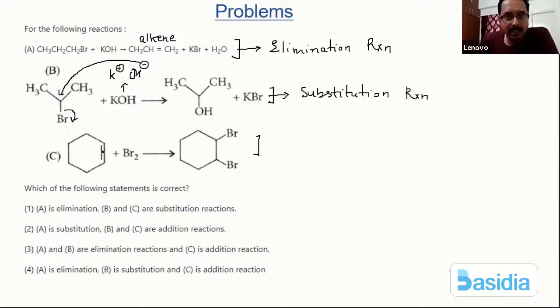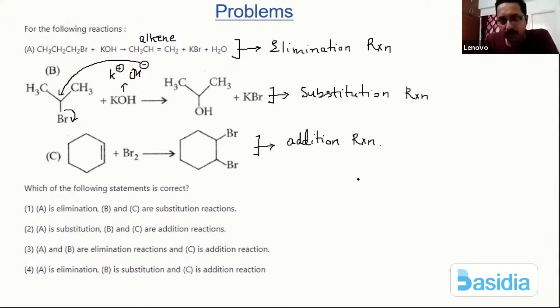In the last one, you can understand nothing is getting eliminated, nothing is getting substituted, correct? There is only one thing happening, and that is the addition. The only thing happening is the addition reaction. Now this addition reaction is very, very important.